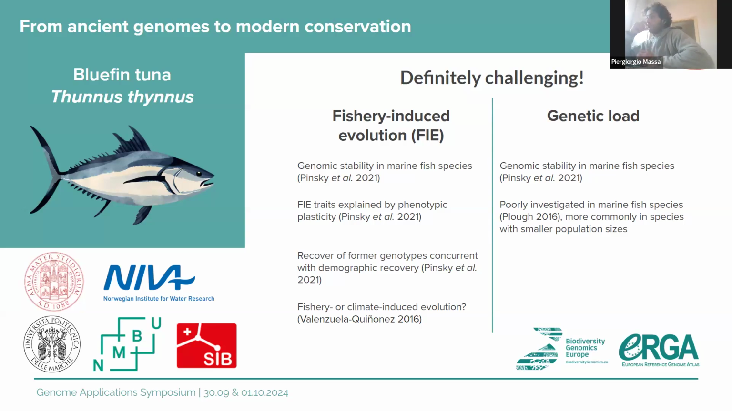And then as for genetic load, again, the genomic stability can cause the genetic load to stay still across time, but this is not what we expect, since Adam already observed a decline in the neutral genetic variation. And because the genetic load is poorly investigated in marine fish species, and because usually it is for species with smaller population sizes. But that's why we have research partners. So let's see what we get.